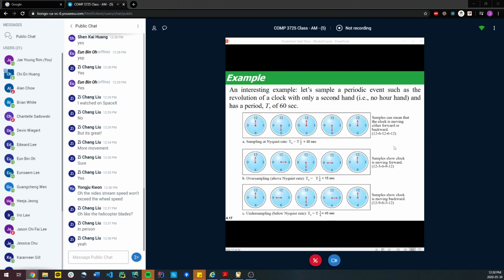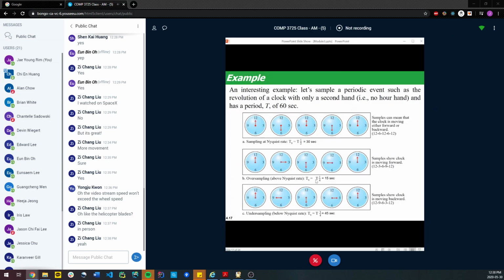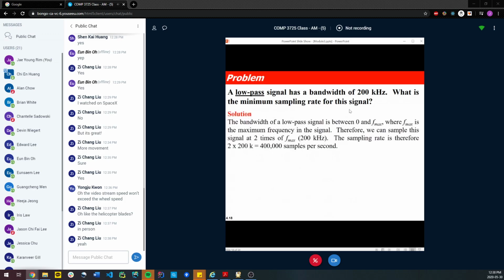In any case, what I want to do is wrap up on sampling. The first rule of thumb is that fs must equal 2 times f max. So the next question is this: if I have a low pass signal at 200 kilohertz, what's the minimum sampling rate I require for this signal? 200 minus 0 is 200, times 2, 400. 400,000. Okay.